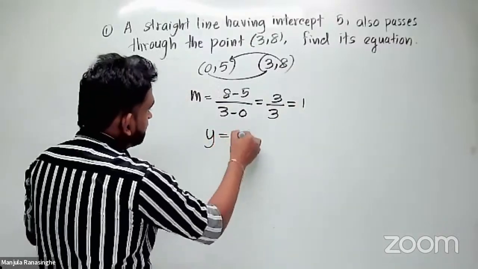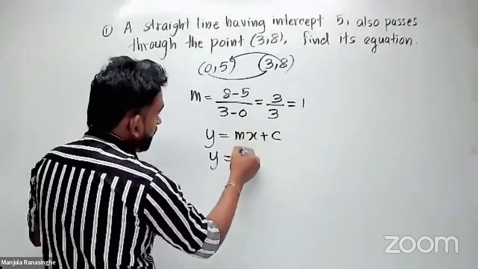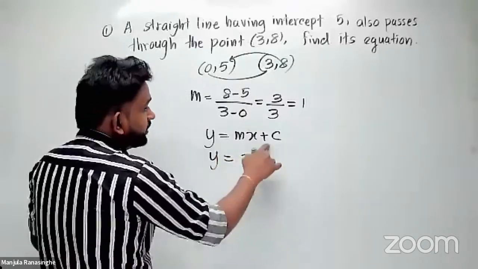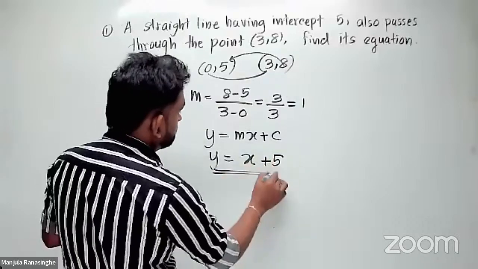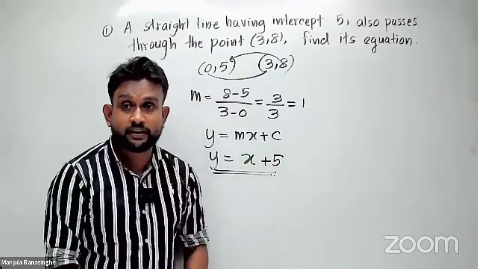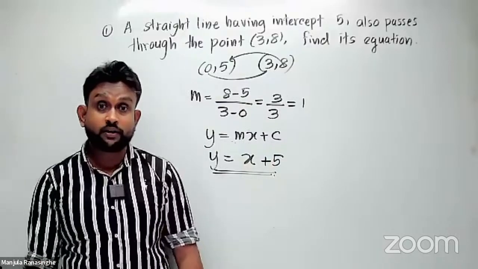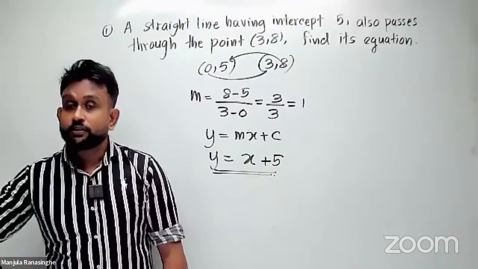y equals mx plus c. To write m as 1x, no need to write 1x, just x, plus c, c is 5. So y equals x plus 5. If you write 1x plus 5, that is also fine, but y equals x plus 5, gradient 1 and intercept 5. Hands up those who got the answer.